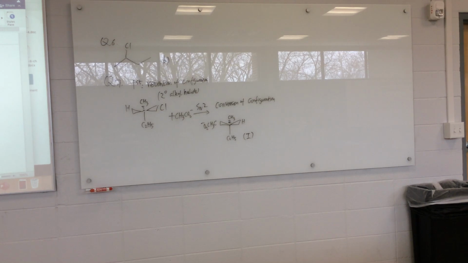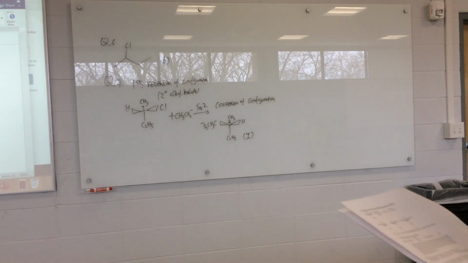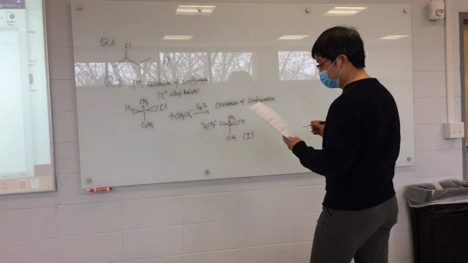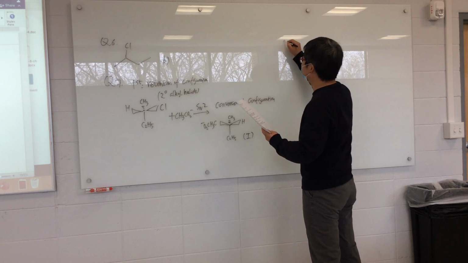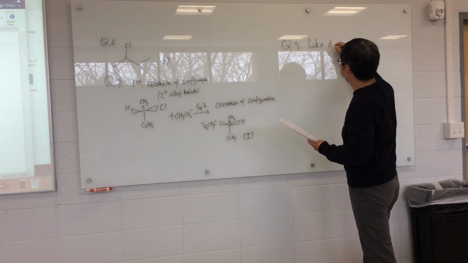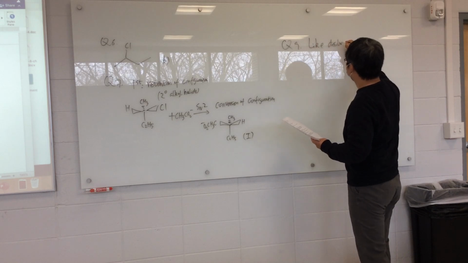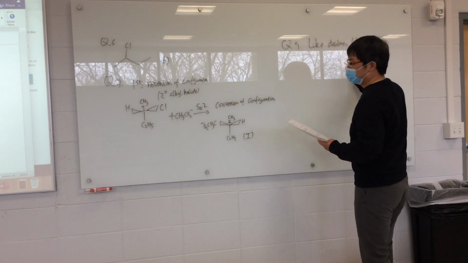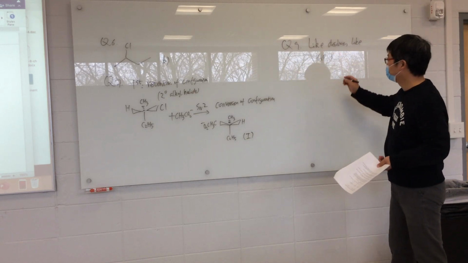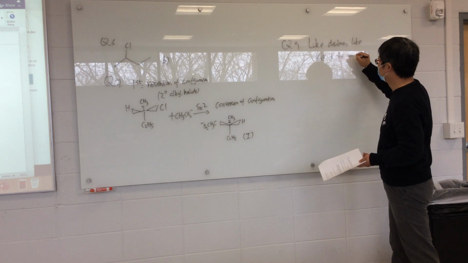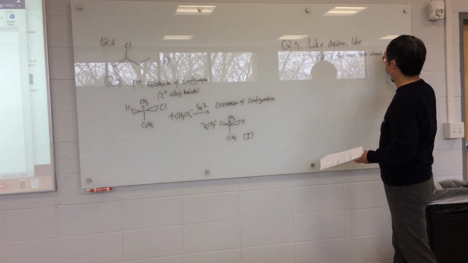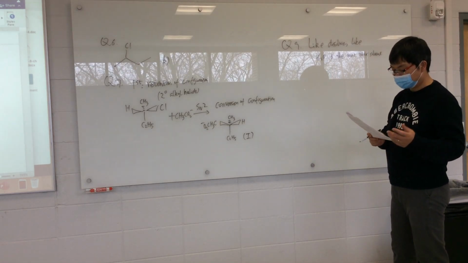Questions 9 and 10 are kind of similar, right? Question 9: which compound has the lowest solubility? We know the rule, like dissolves like, and water is the most polar solvent. So which one has the lowest solubility?